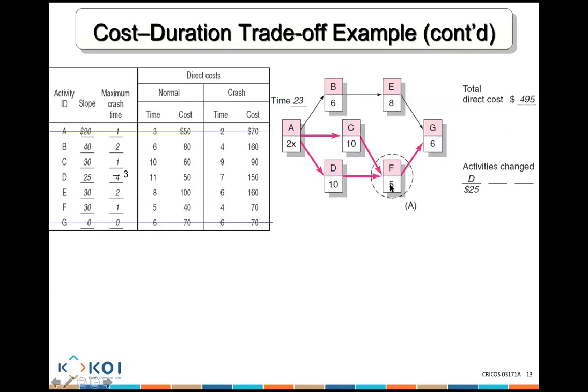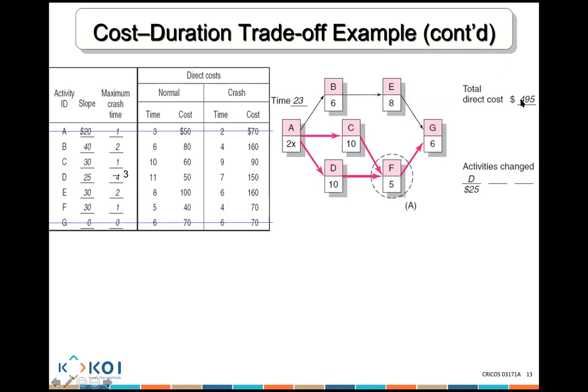If you crash F, which is on both paths, how much is it going to cost you? 30. So which one is cheapest? F. F will reduce the duration on both paths for cheaper than both C and D. So if we crash F, my cost is going to increase by how much? 30. I'll crash F by 30.